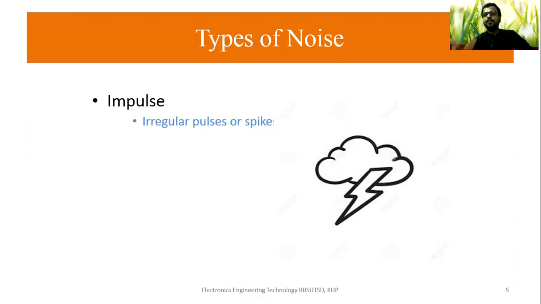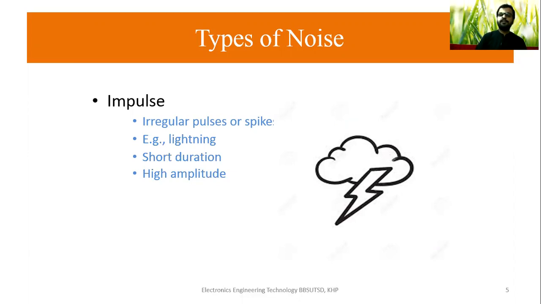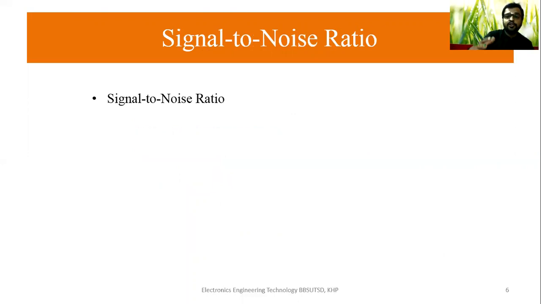And then we have impulse noise. It's basically irregular pulses or spikes, like lightning for example. This type of noise is very short in duration and high in amplitude. So short duration pulses, or spikes with high amplitude, are known as impulse noise.